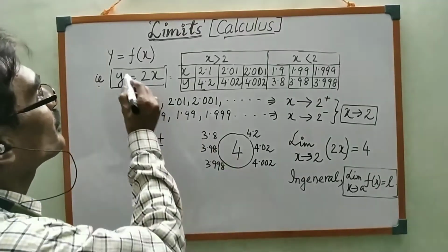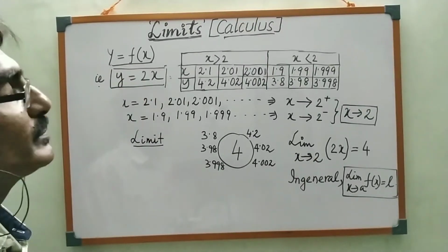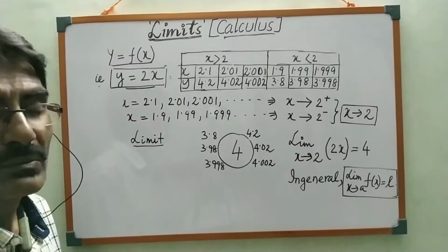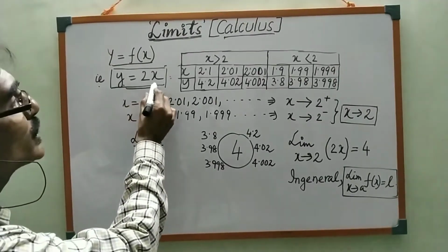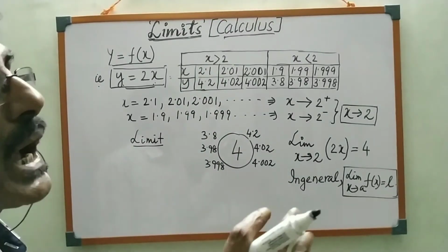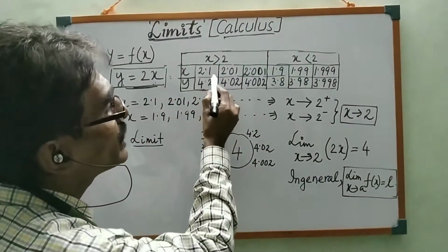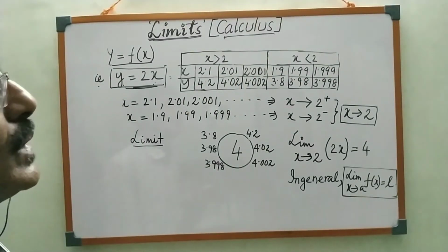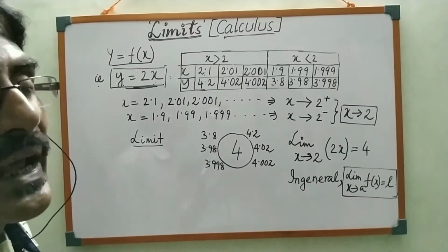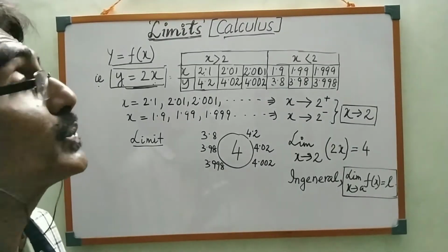At first, say for a general function y equal to f(x), you know y is the dependent variable and x is the independent variable. If we consider a particular function, say f(x) equal to 2x, or y equal to 2x, you see I have taken a table of different values of x. For this function, I am going to consider x greater than 2, but be careful, the values of x I have taken are 2.1, 2.01, 2.001, these first three values. You see, the values are all greater than 2, but very close to 2.